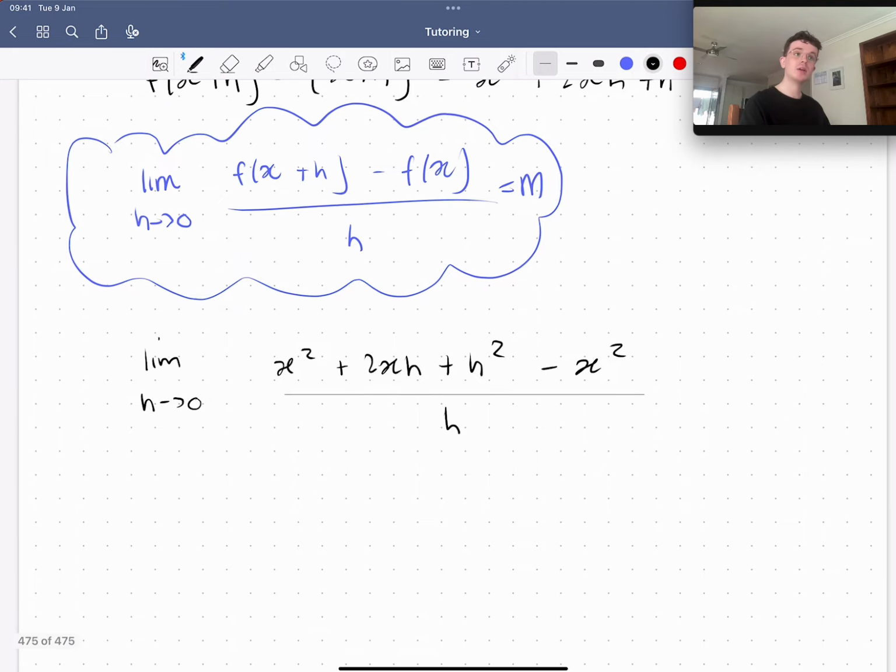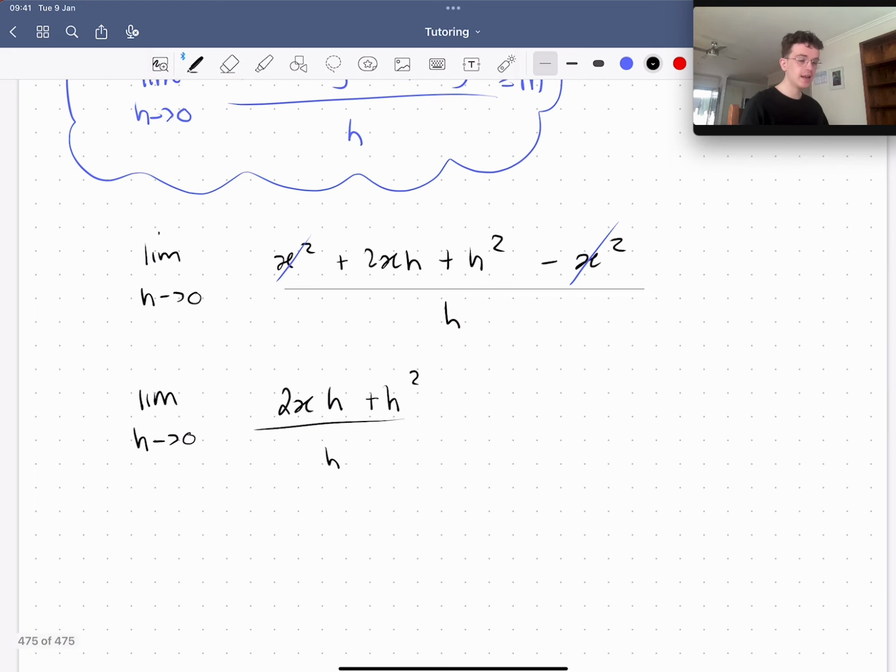h. Now I know it's annoying, but on your next line you must write the limit as h goes towards 0. We can simplify this, my x squareds cancel. So I have the limit as h goes towards 0 of 2xh plus h squared on h. Now, the idea of the limit is seeing what happens when h is 0, or when h is infinitely small. So what we're going to do is substitute in 0 for h. So we can now put an equal sign and substitute in 0 for h.